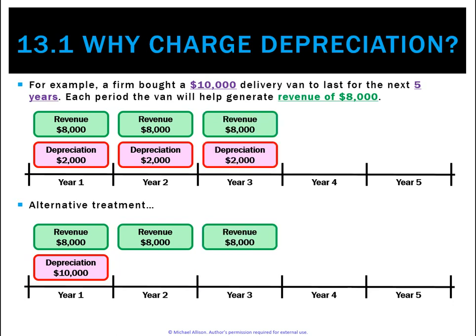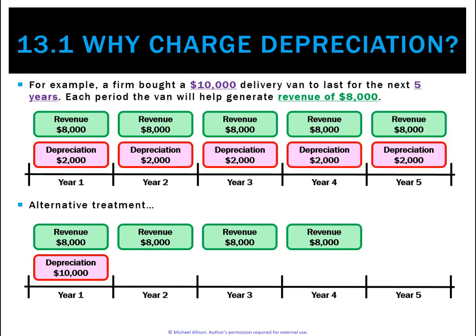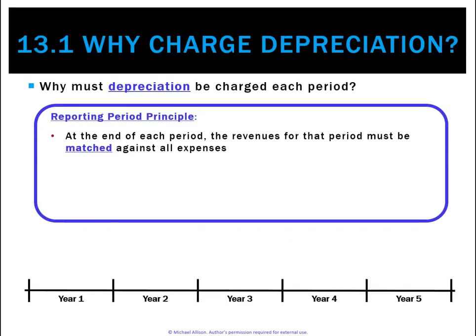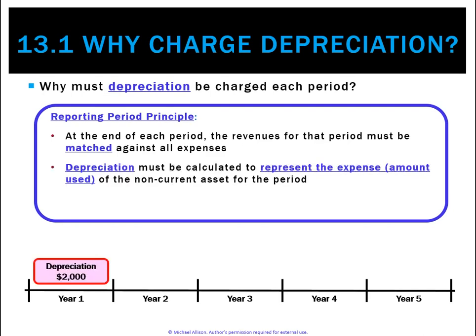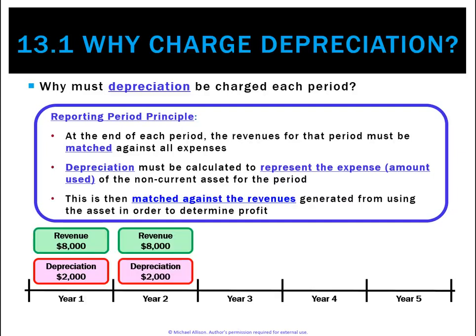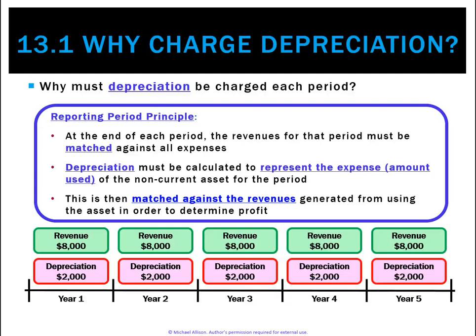So what we're doing is better matching revenues and expenses by charging depreciation every year, which represents the amount we've actually used. And the theory that tells us to do that is the reporting period principle, which says let's match all our revenues with our expenses. So depreciation is the second part of that. It's the expense. So we match that with the revenue for each year. Use $2,000, match it with the revenue from using the car. Earn $8,000 from using the car, match up how much we've used, which is depreciation of $2,000, and each year matching a revenue with an expense.